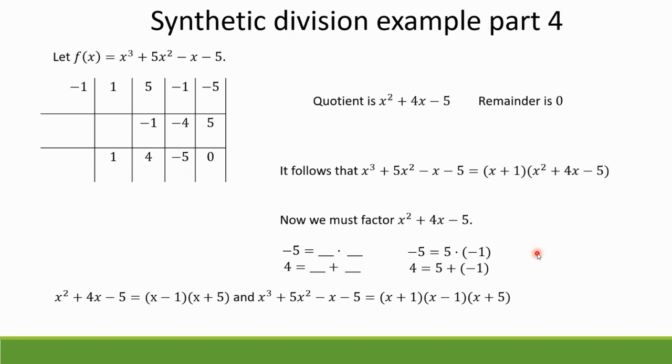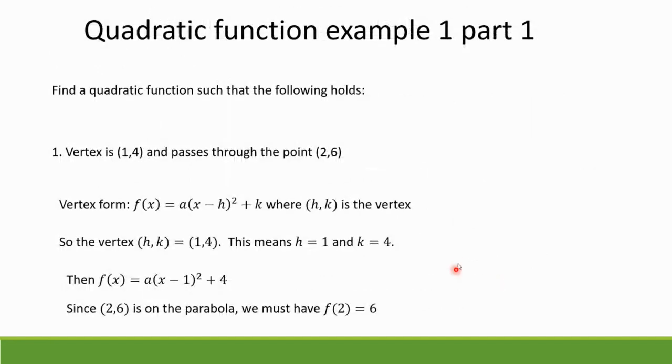Okay. Well, let's do another one then. Not synthetic division, but this one deals with quadratic functions. Here, we want to find a quadratic function whose vertex is 1, 4, and it passes through the point 2, 6. So the graph passes through the point 2, 6.